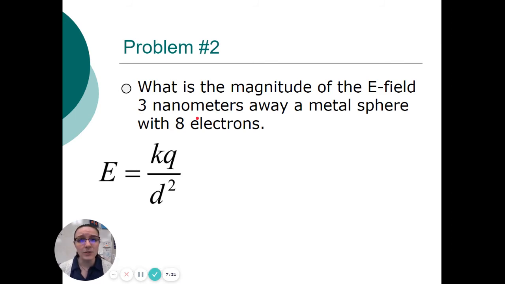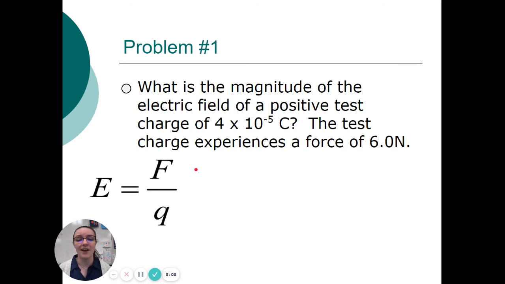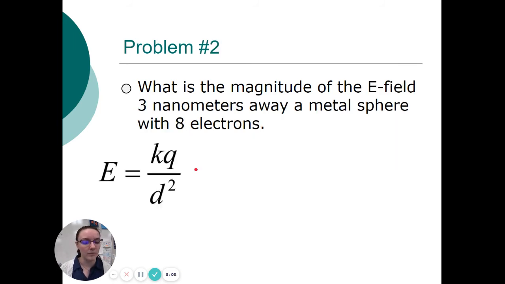We don't work in nanometers, we work in meters. So I need to convert that. And also on your formula chart, it has at the bottom, nano is 10 to the negative ninth. So this is the same as 3 times 10 to the negative ninth meters. If you plug all of those in, K, the constant, Q, 8 times the charge of an electron, and D, 3 times 10 to the negative ninth meters, you would get the force of the electric field. So you can do this with either of those 2 equations. They are the same thing, and they are both on your formula chart on the side here.